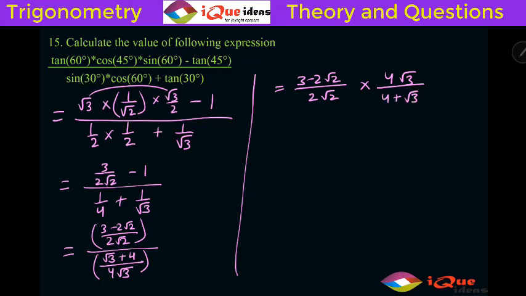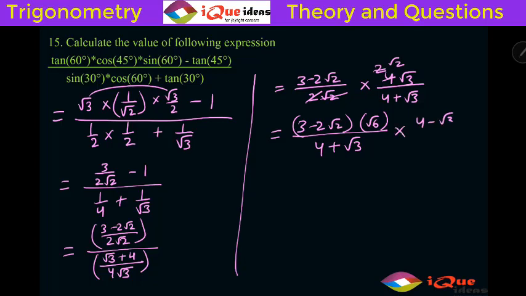Okay. So 2 cancels 4 2 times. Root 2 cancels 2 root 2 times. So what we are left with is 3 minus 2 root 2 into root 2 into root 3 is root 6. Divide by 4 plus root 3. So let's do one thing. Let's rationalize it. 4 plus root 3. So the conjugate will be 4 minus root 3.